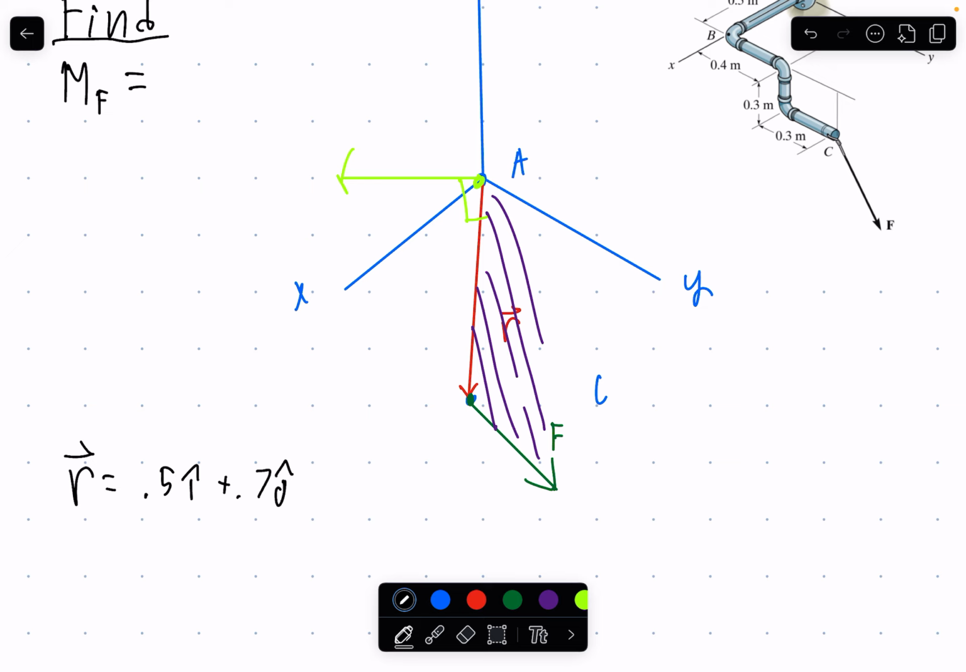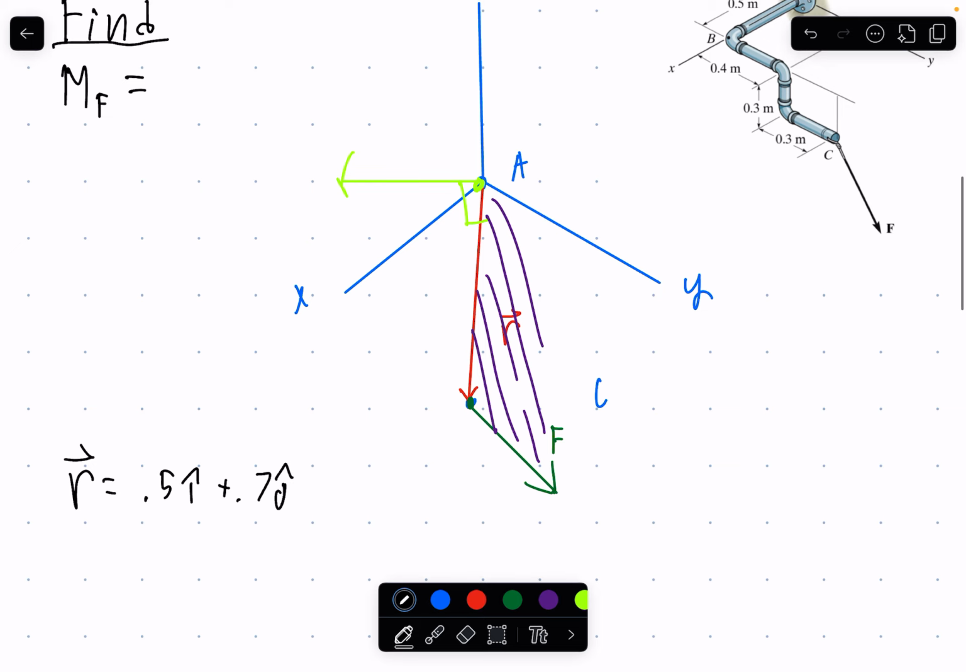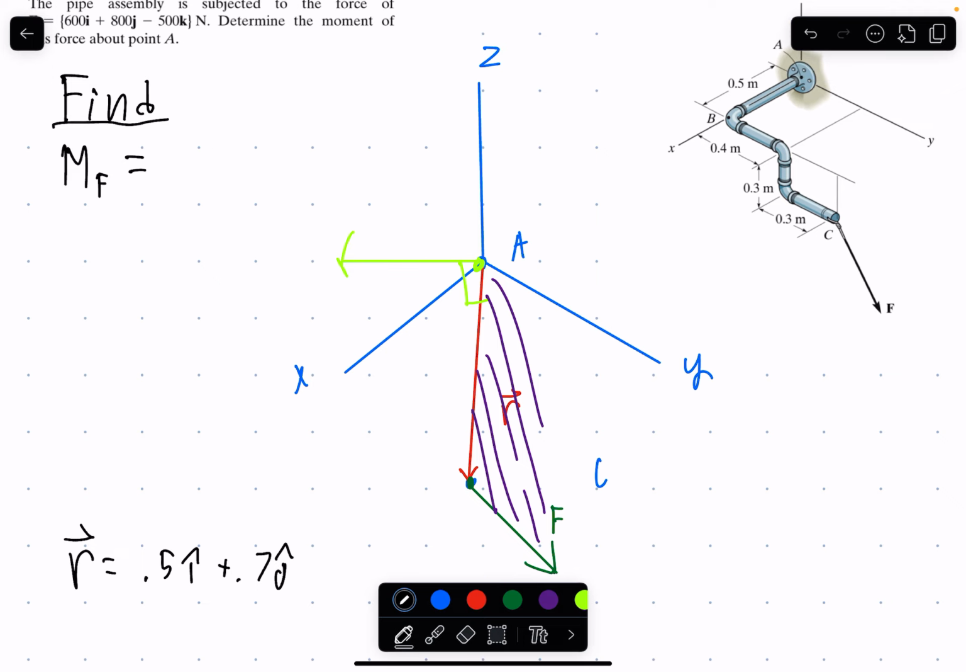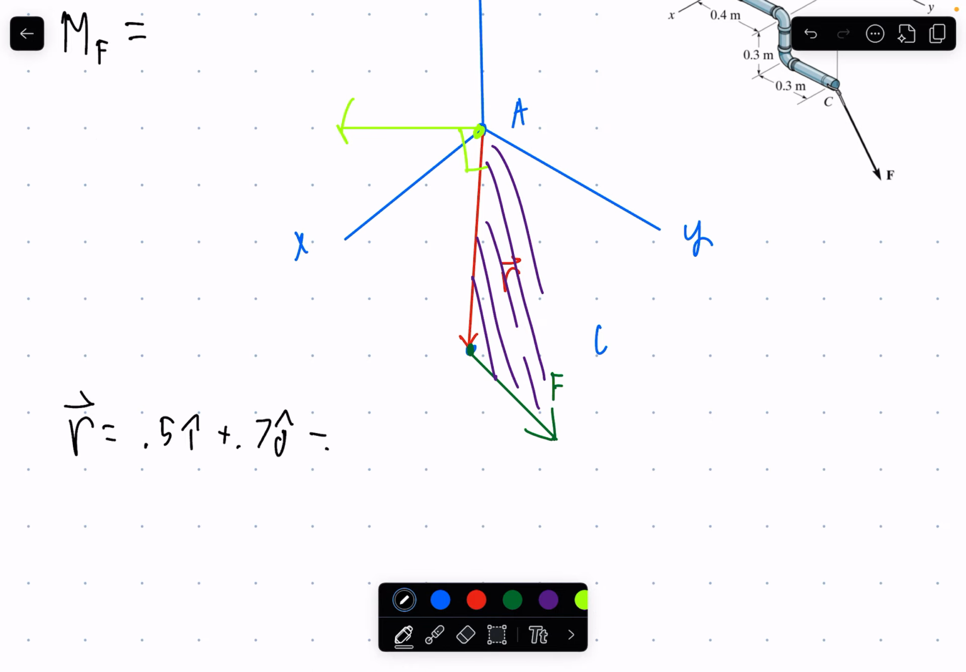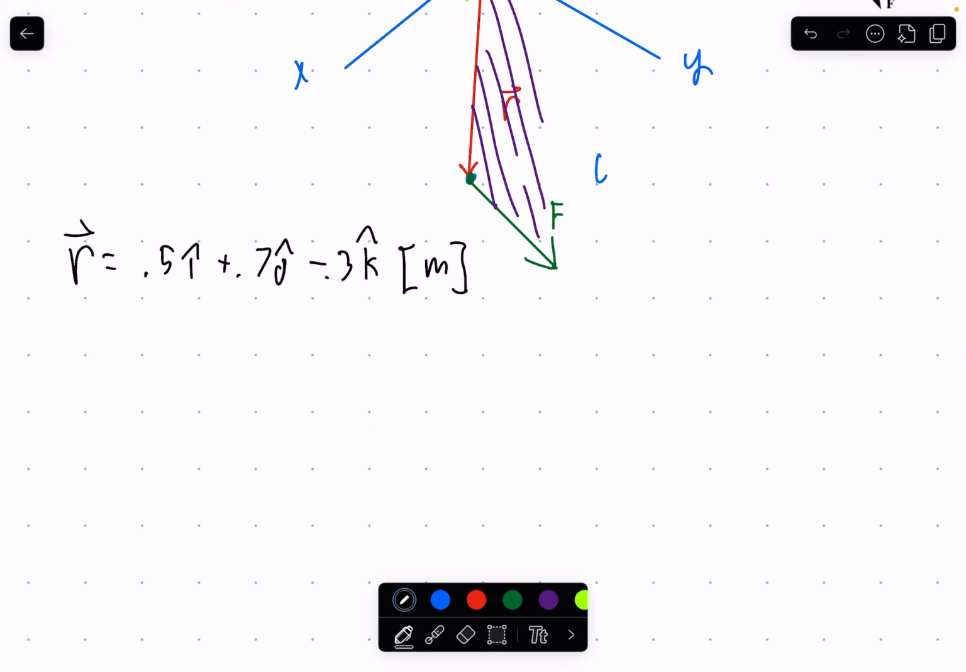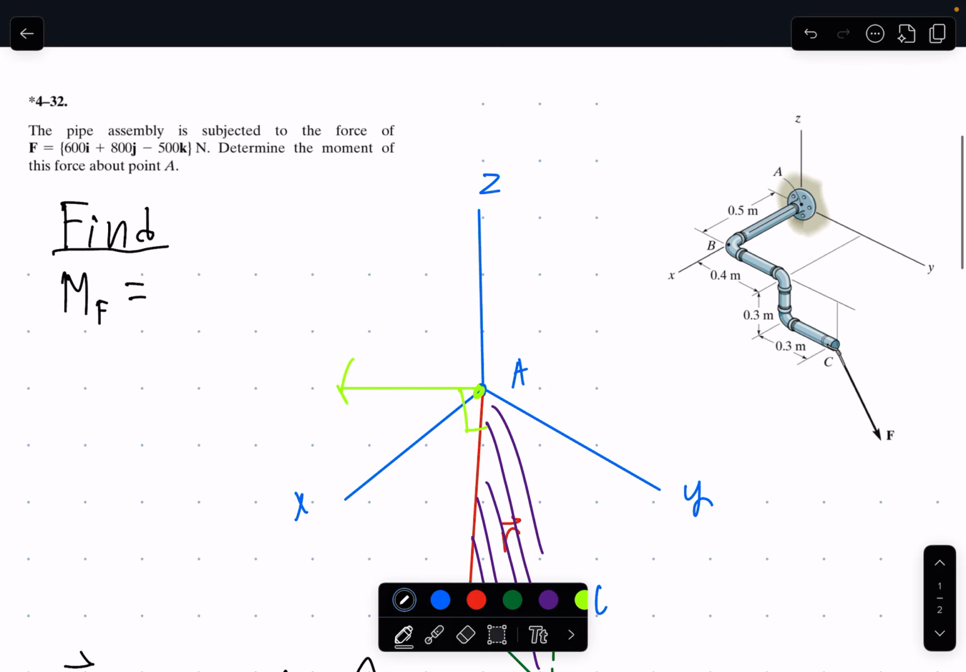I recommend using the i hat, j hat, and k hat unit vectors to define these. Don't use angle brackets, that's a math thing. We're doing engineering here. That will also be in the positive direction, defined by the coordinate plane. And the one position in the z direction is going to be negative 0.3 k hat, in meters. Perfect. And we're already given our force vector here.